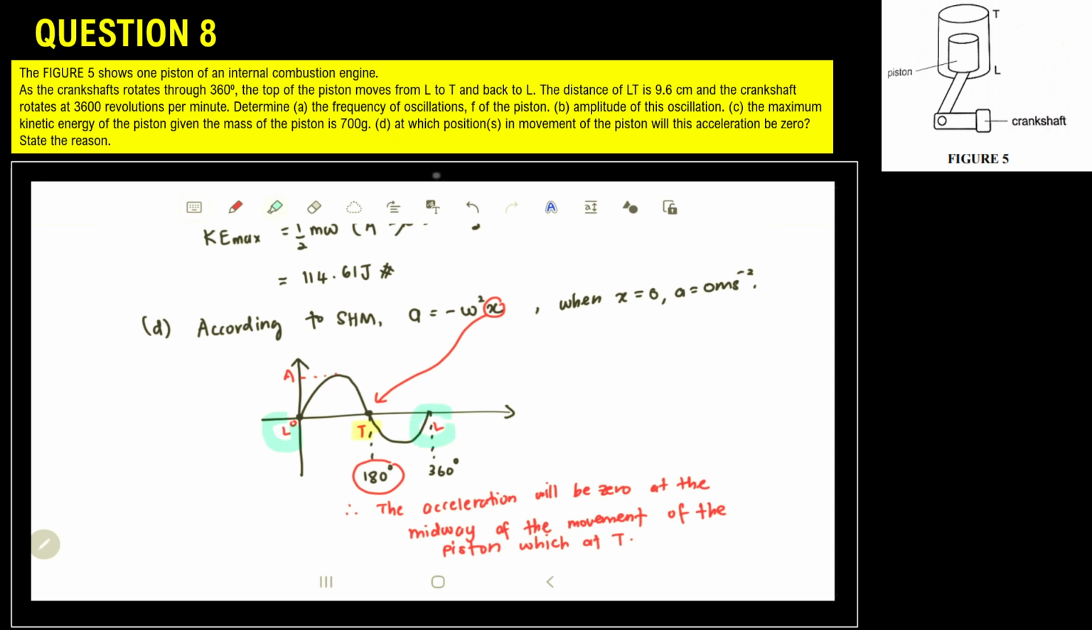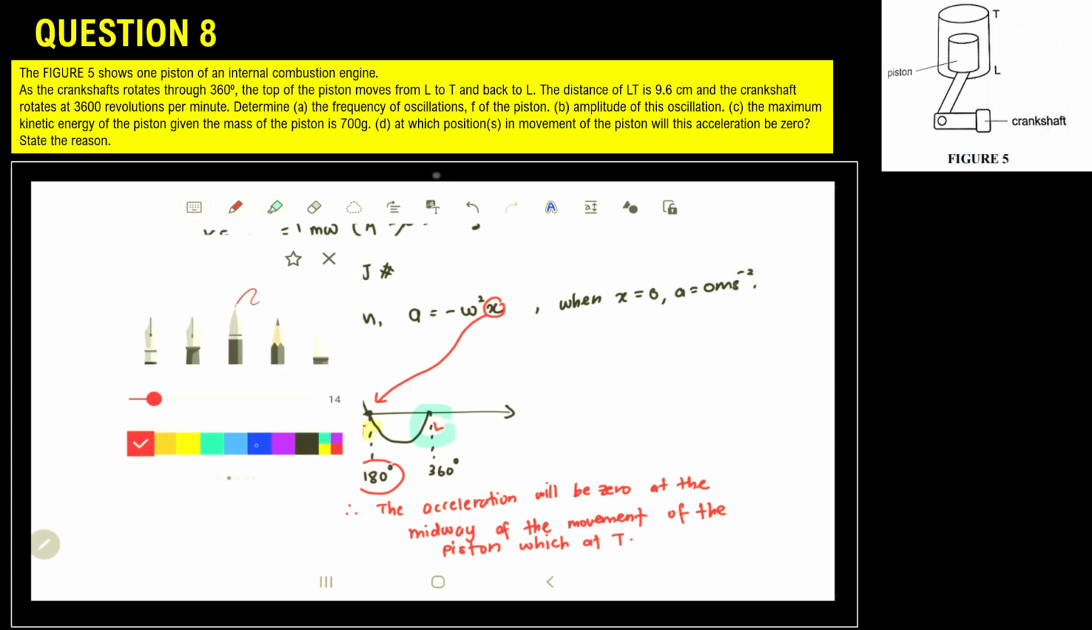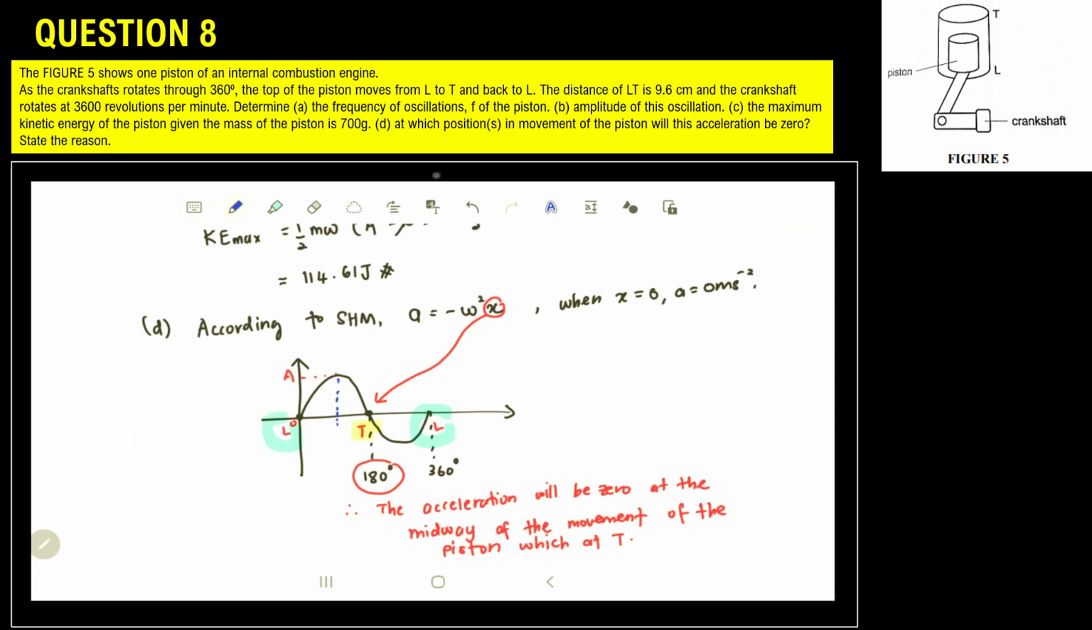If from 0 degree to 90 degree, here at 90 degree, x is equal to A, the amplitude. At 180 degree, which is the halfway of the motion or the midway of the movement of the pistons, at this point x is equal to 0. So according to simple harmonic motion, when x is equal to 0, a is equal to 0.